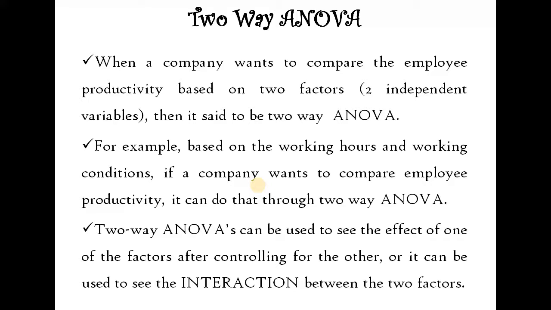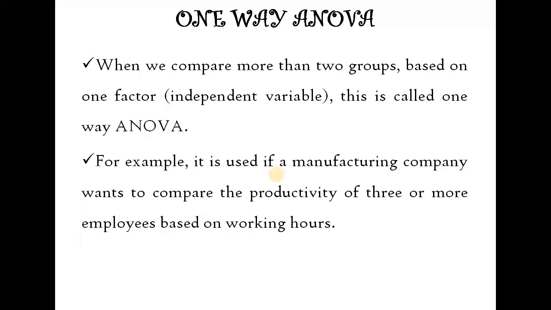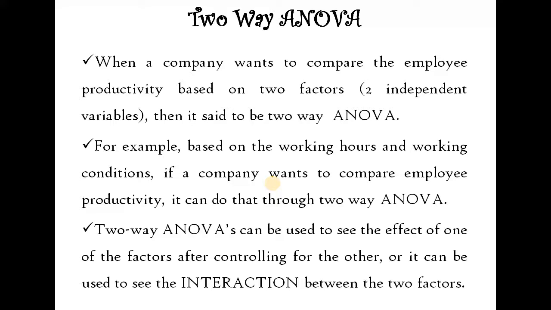For example, based on the working hours and working conditions. In the previous case, we took only working hours. In this case, the two input variables, working hours and working conditions, have to be taken. So in these cases, we choose two-way ANOVA. It helps to find out the interactions between the factors. Two-way ANOVA can be used to see the effect of a factor after controlling for the other, or to see the interactions between the factors.